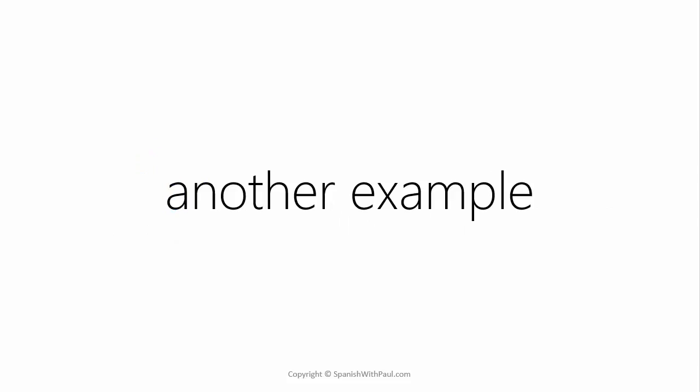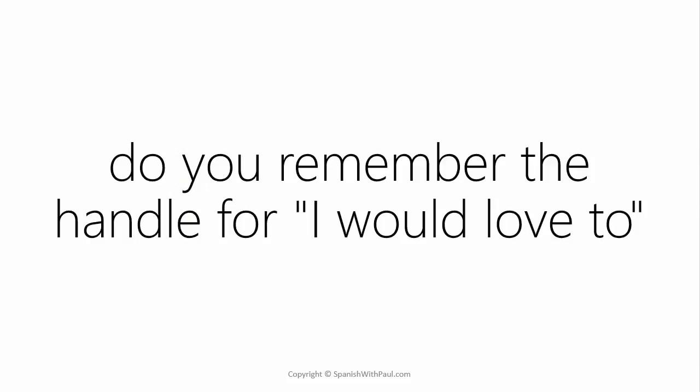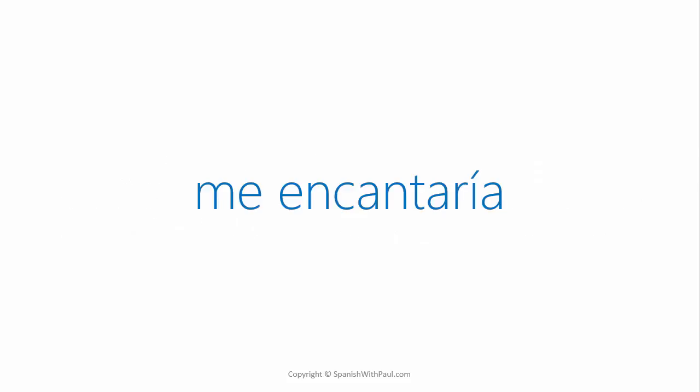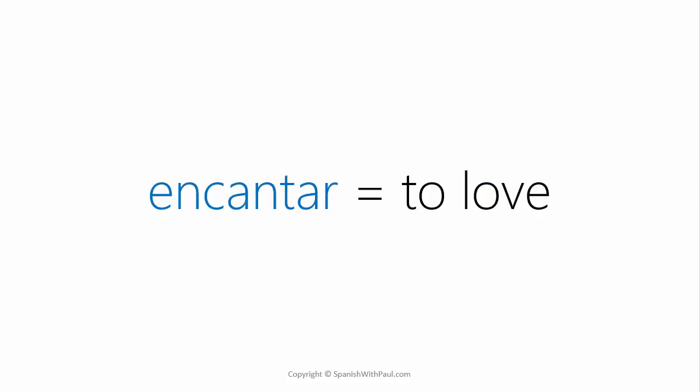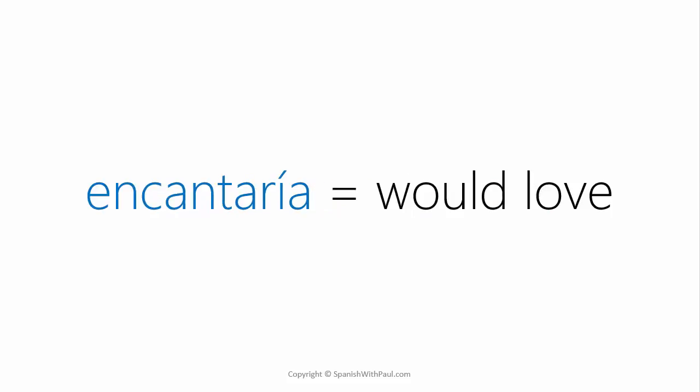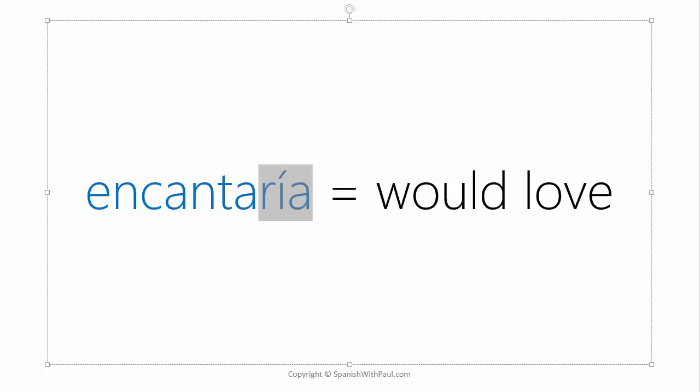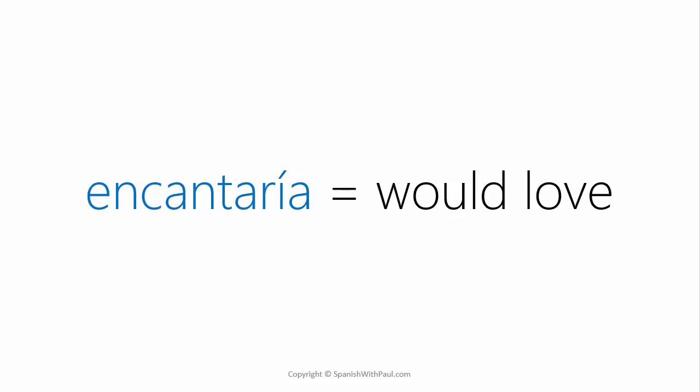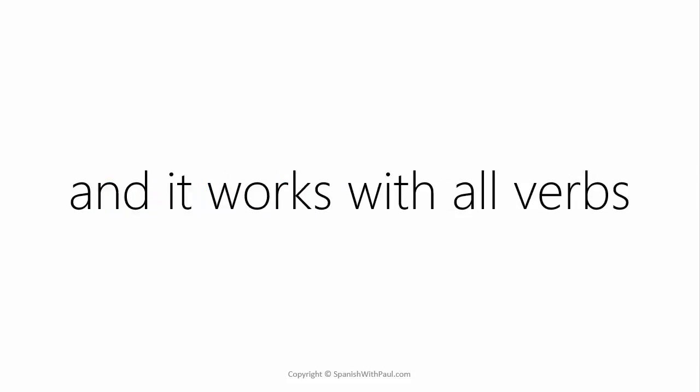So let's do another example. Do you remember the handle for I would love to? That would be me encantaría. We have a similar situation where we have encantar in this instance, meaning to love, but encantaría is would love. Again, you can clearly hear that ria sound at the end of the verb standing for would. And this is something that works for more or less all verbs in Spanish.